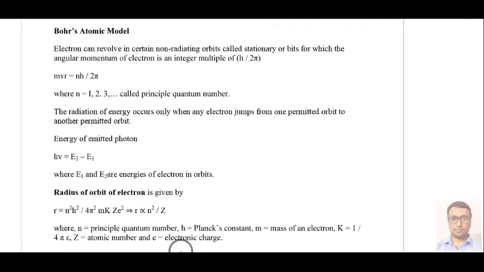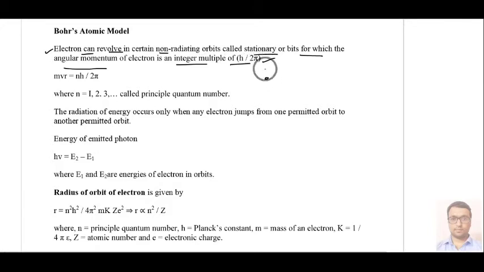Today we will start our topic, that is Bohr's atomic model. In this topic, the first assumption that is made is that an electron can revolve in certain non-radiating orbits called stationary orbits, for which the angular momentum of the electron is an integer multiple of h upon 2 pi.